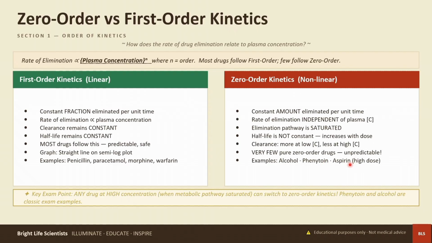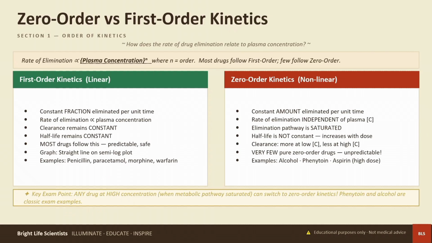Critical exam point here: any drug at sufficiently high concentration, when its metabolic pathway becomes saturated, can switch to zero-order kinetics. Phenytoin and alcohol are the classic examples here. This is why a small dose increase in phenytoin can cause toxicity.